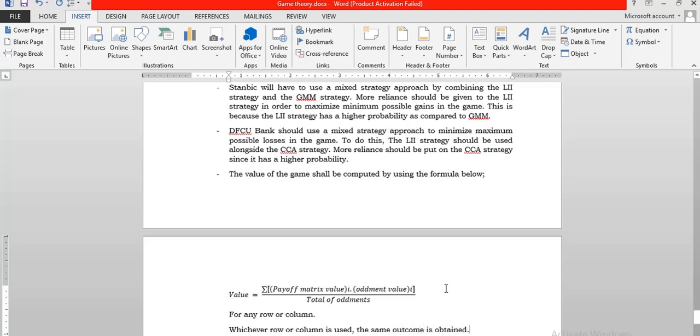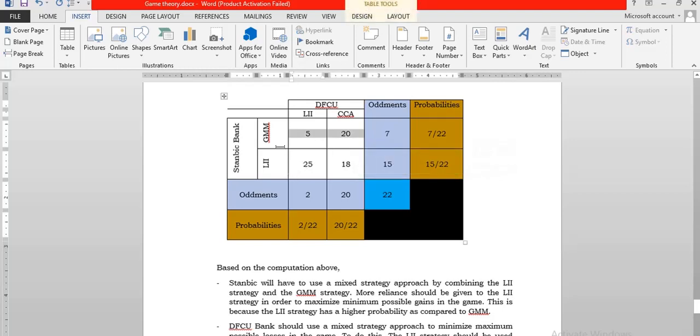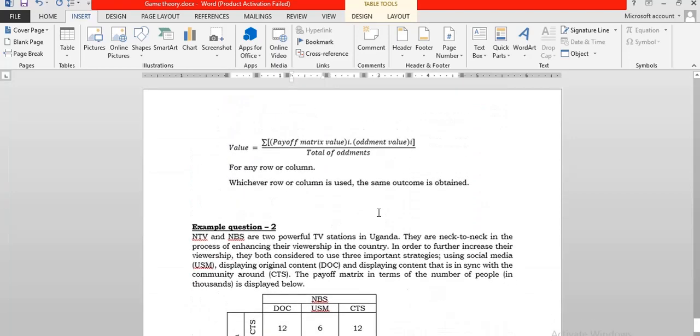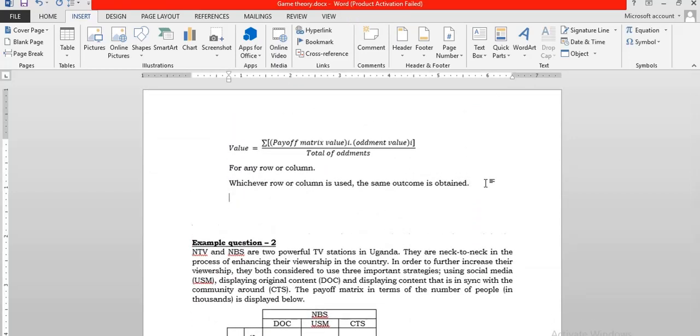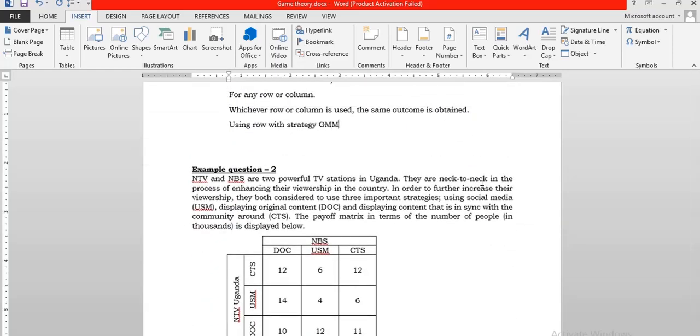Okay, so let's try that on C. In our case here, we shall have the first row, where we have 5 and 20 as the payoff matrix values, these ones here, 5 and 20 for GMM, and the oddments are 2 and 20. So let's find out what we get, divided by 22, of course. Using the row with strategy GMM, we shall have the following.